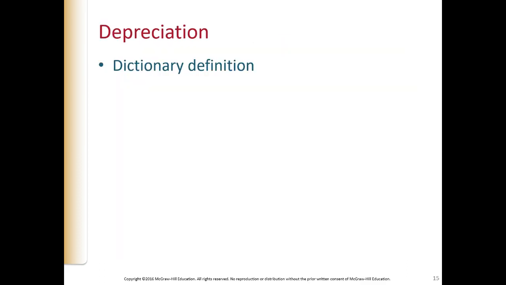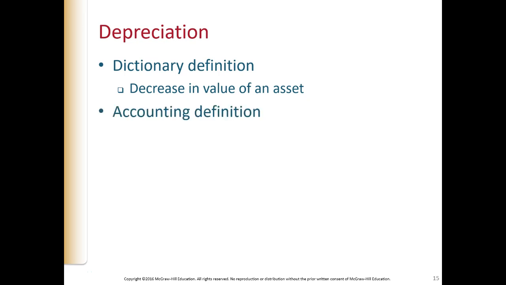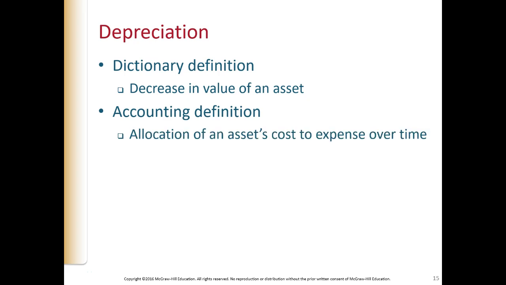Let's talk about depreciation. Now, the dictionary definition for depreciation, and this is the one we usually think about when we're out of the accounting text of things, we think of it as the decrease in the value of an asset. So if we purchase a car, we think, well, it is depreciating. It's going down in value. That's true. That's a very commonly used definition for depreciation. But for accounting purposes, the accounting definition is the allocation of an asset's cost to expense over time.